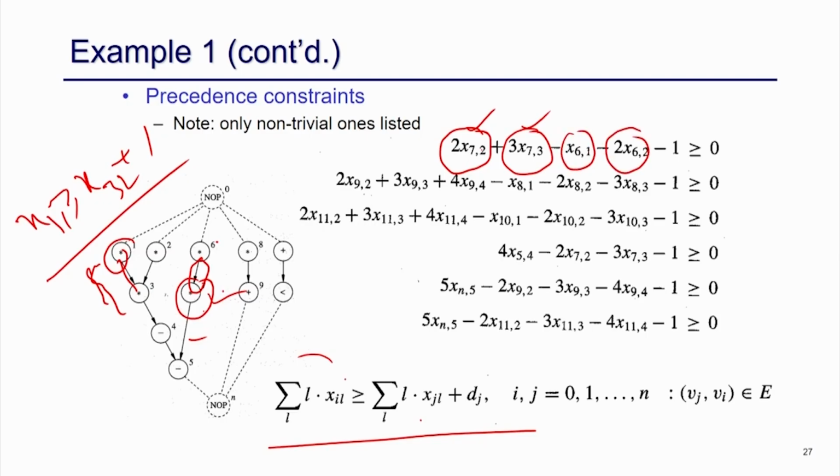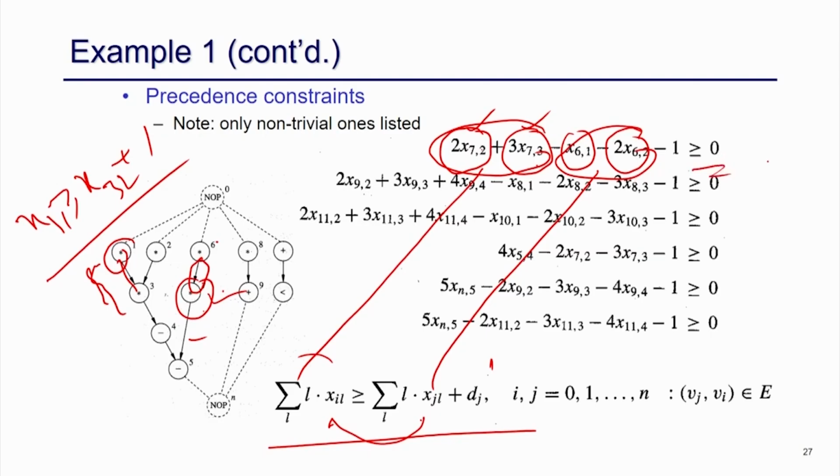So, this part is nothing but this, and since I have only one single time step, this is 1. I just put everything on this side. So, this is 2 into x 7 2 plus 3 into x 7 3 minus x 6 1, which is moved here, minus 2 x 6 2, minus 1 is greater than or equal to 0. This is for all edges. Similarly, for all other edges we can find out this kind of constraints. These are listed only for the non-trivial ones; the trivial ones you can find out. So, this is the set of constraints for precedence.